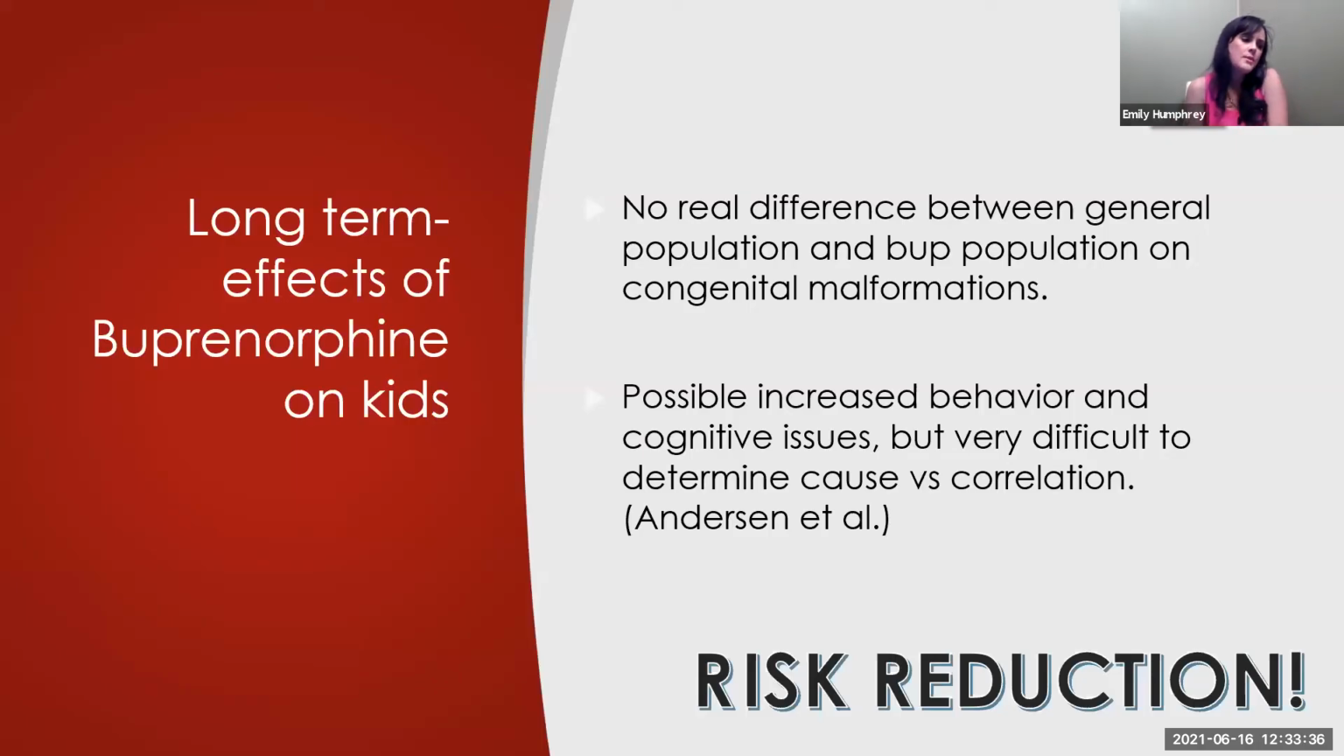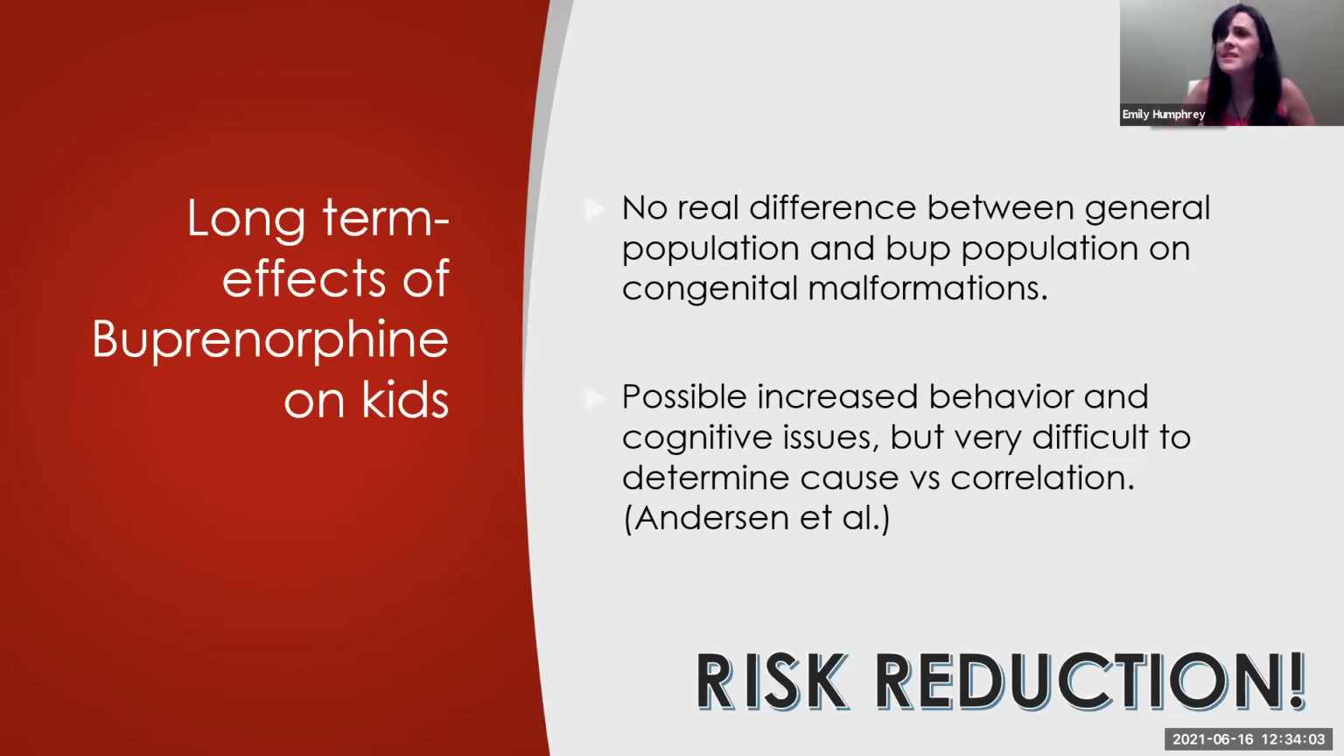So what are some of the long-term effects of buprenorphine on kids? As far as congenital malformations, there has really been found no difference between the general population and the buprenorphine population. So that's been pretty well established. Now, there is a possible increased behavior in cognitive issues. But that's really difficult for us to determine cause versus correlation, and we need more evidence.